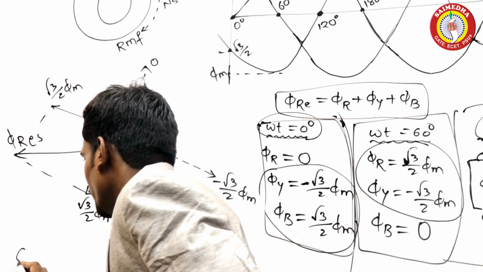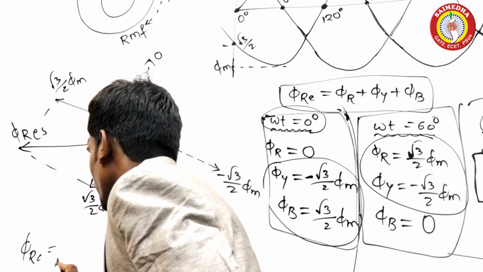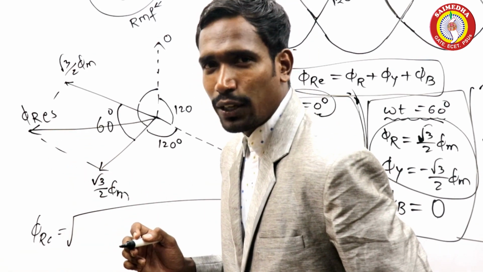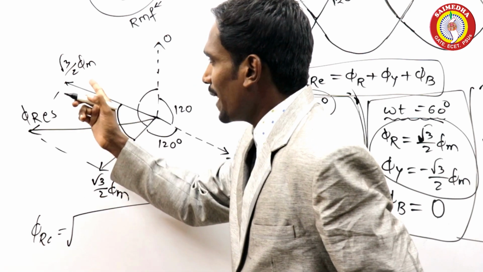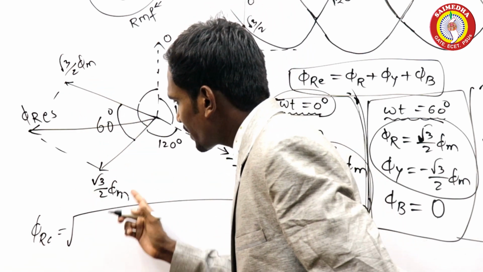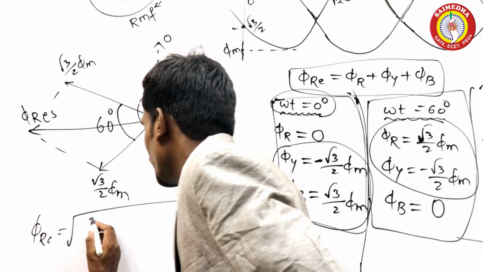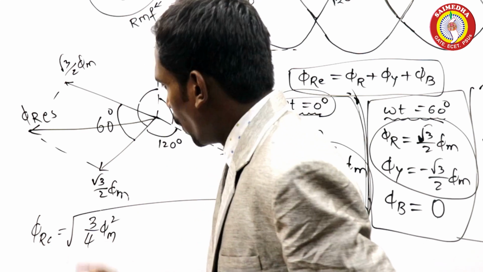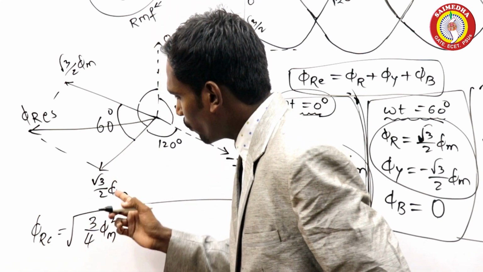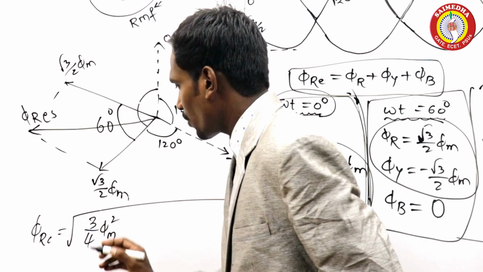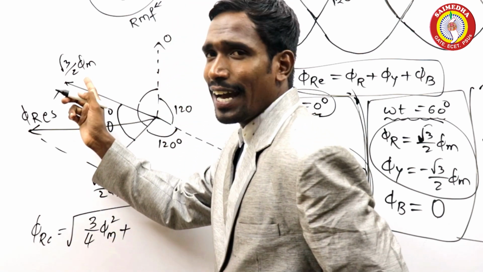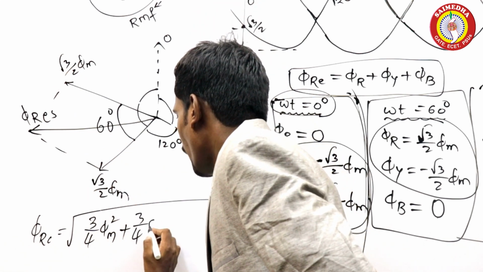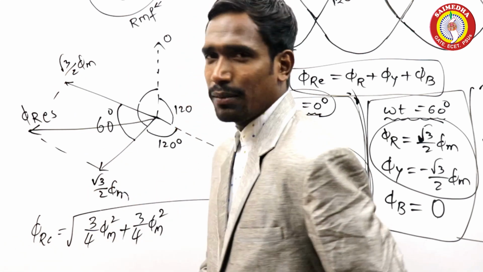Now tell me, what is the resultant flux? The phi resultant is equal to the square root of phi 1 square plus phi 2 square. What is phi 1 square? Phi 1 square is equal to 3 by 4 phi m square. Yes or no? Root 3 square is 3, 2 square is 4, phi m square. So this is phi 1 square plus phi 2 square. What is phi 2 square? Tell me fast. Again 3 by 4 phi m square.